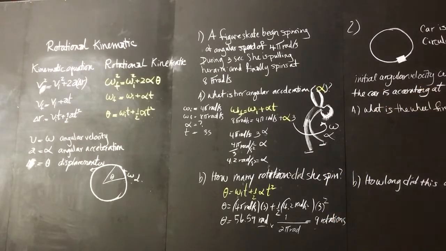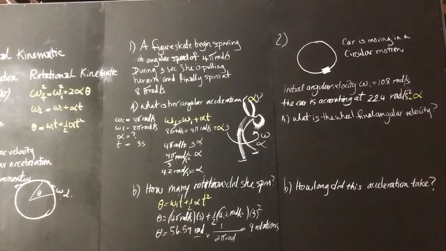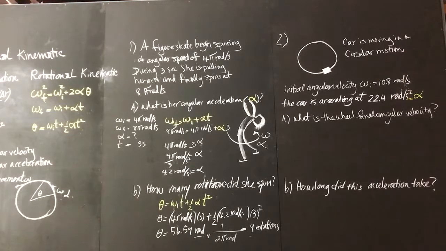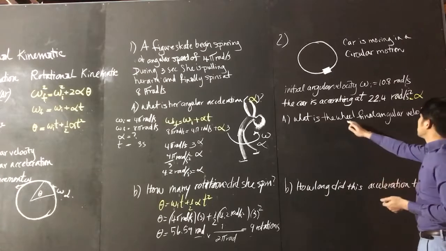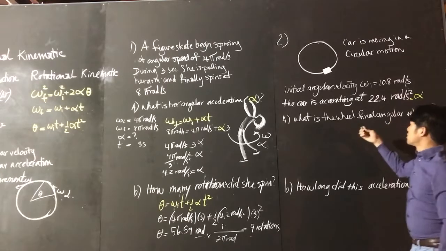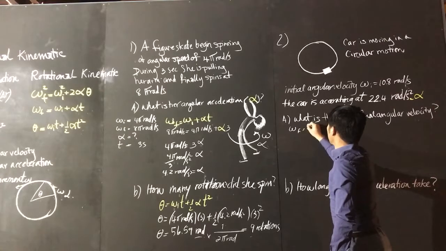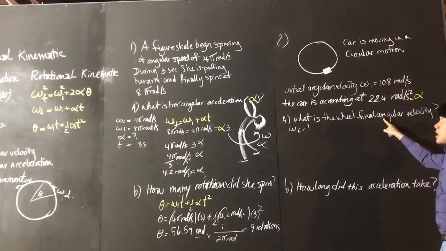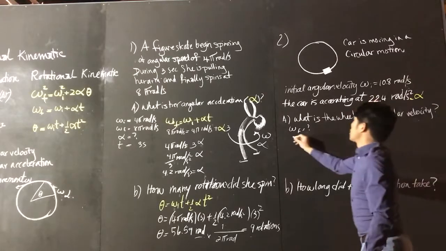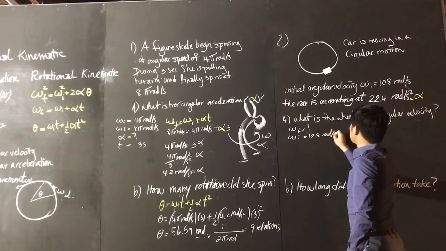Now go ahead and come back here for the second question. We're going to solve the second part right away. What is the final angular velocity? That's what we're looking for. We don't know that; it's based on the question only. Now look at what else is given. We know this one is 10.8 radians per second.